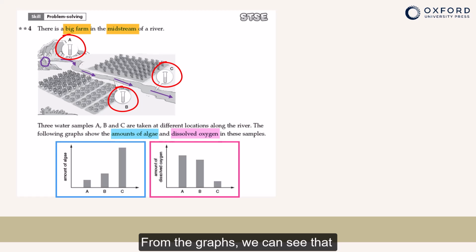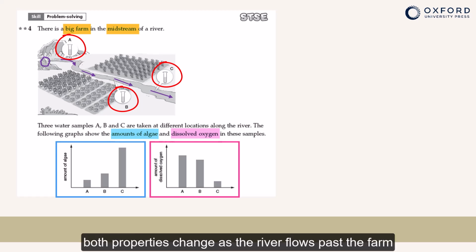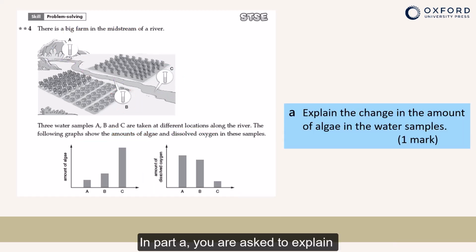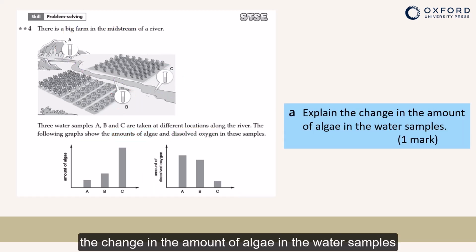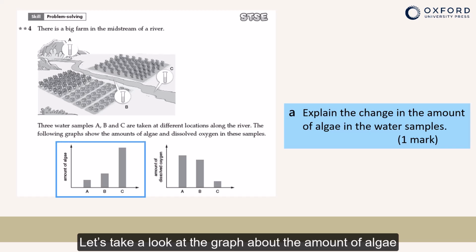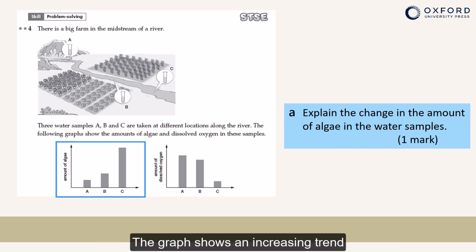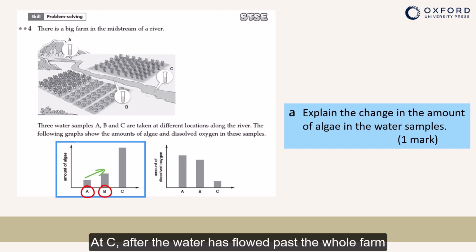From the graphs, we can see that both properties change as the river flows past the farm. In Part A, you are asked to explain the change in the amount of algae in the water samples. Let's take a look at the graph about the amount of algae. The graph shows an increasing trend. There are relatively little algae at A, and there are more algae at B. At C, after the water has flowed past the whole farm, the amount of algae has increased even more.